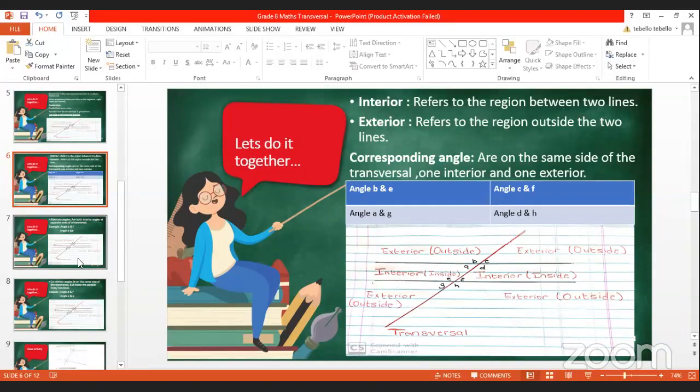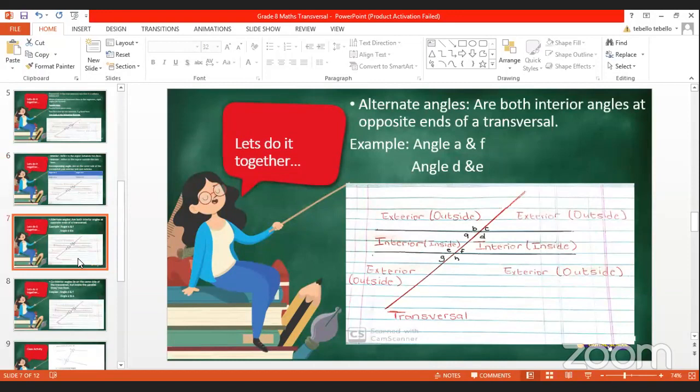Now, the second last one will be our alternate angles. Our alternate angles are also equal. They are interior, on the inside, and they are opposite. You can see that A is opposite to F. So if A is 40 degrees, then definitely F must be 40 degrees. Another pair is D and E. They are interior and they are opposite to each other. So if D is 40 degrees, E definitely must be 40 degrees. They must be equal.